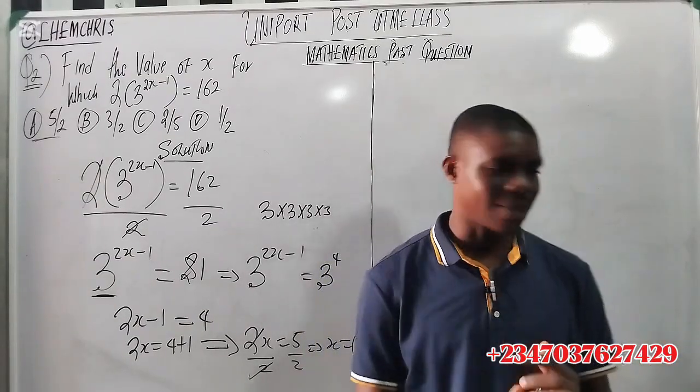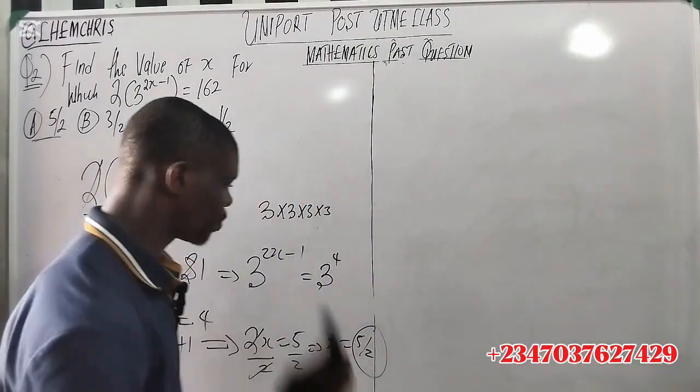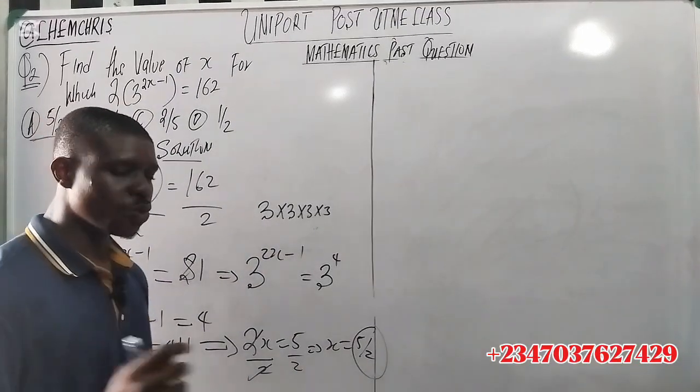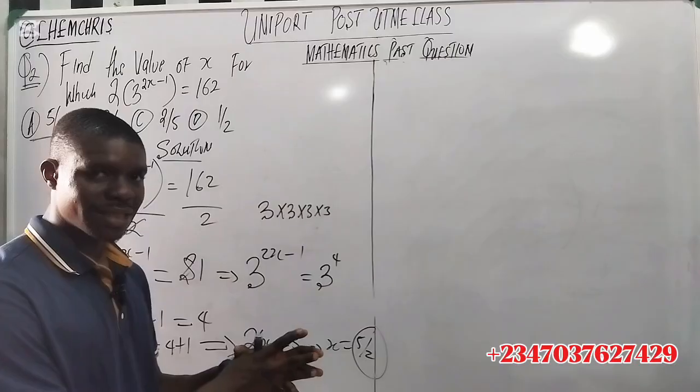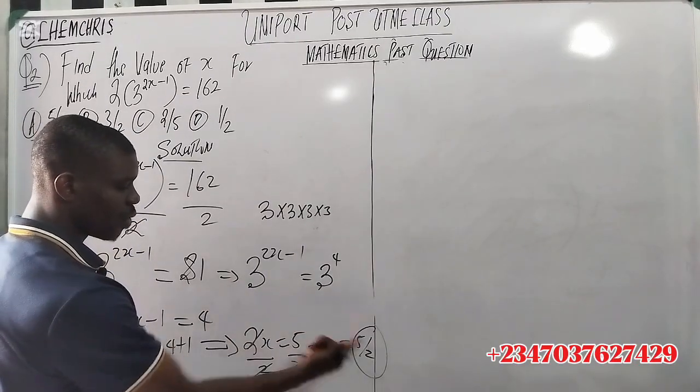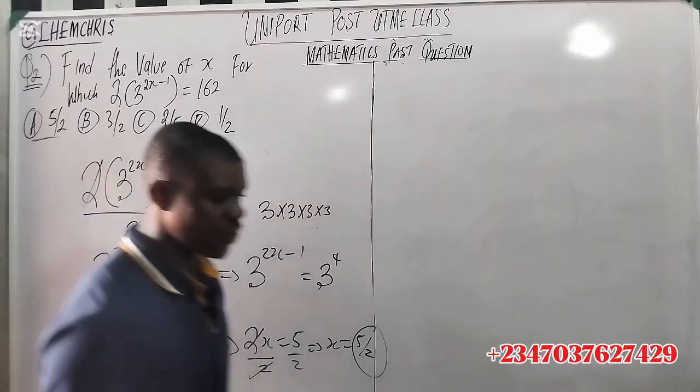Hope you understand. Sorry I digress, but it's very important. Exam is very close. You need to know these things. This differentiates those students who are smart from those who are brilliant but not smart. That is it. So the answer is 5 over 2.